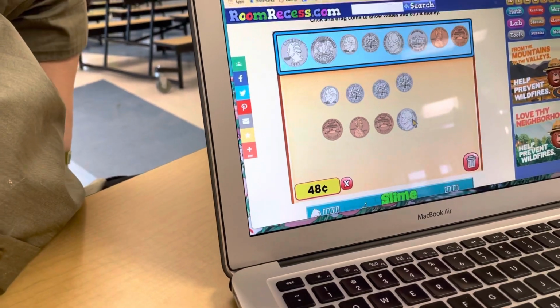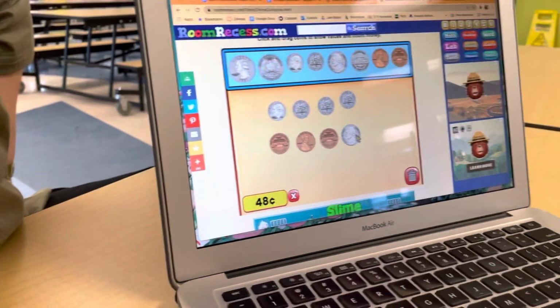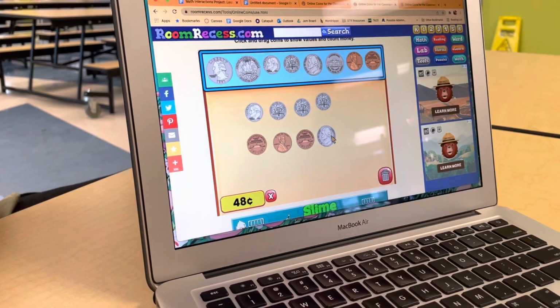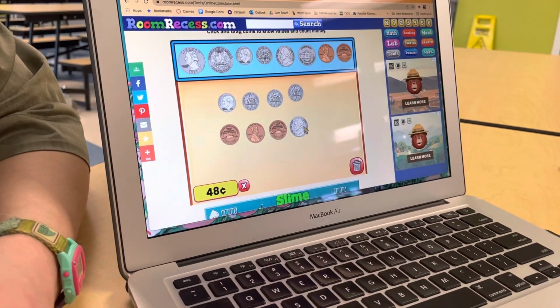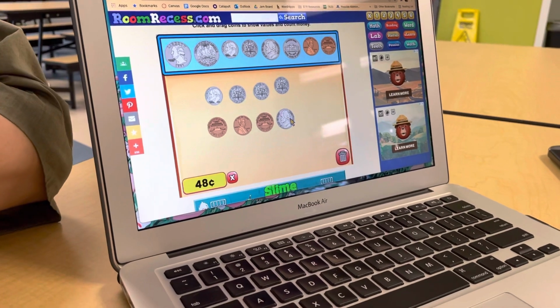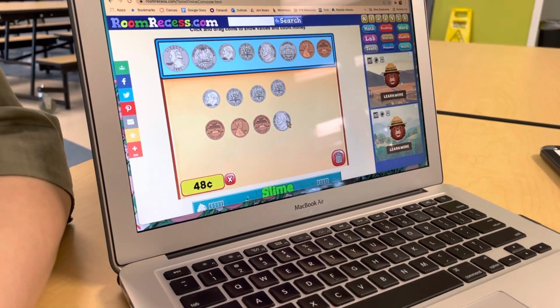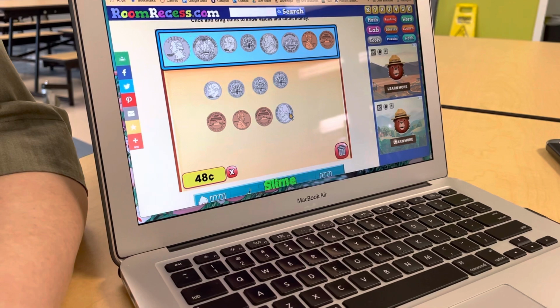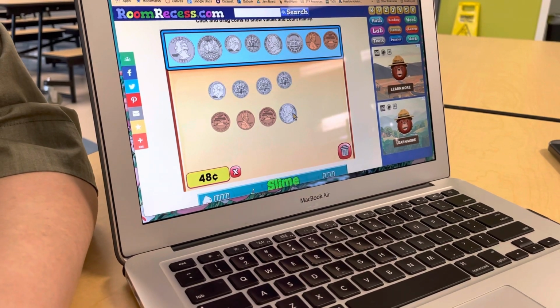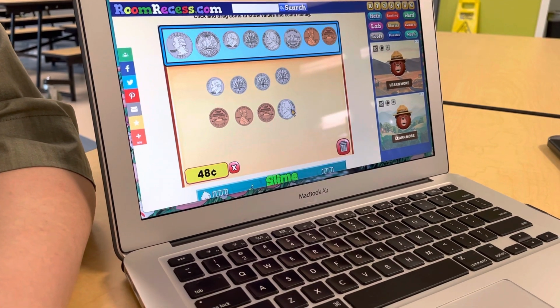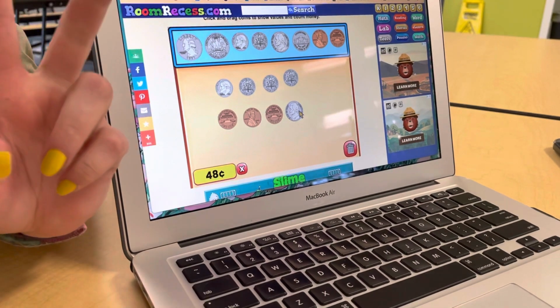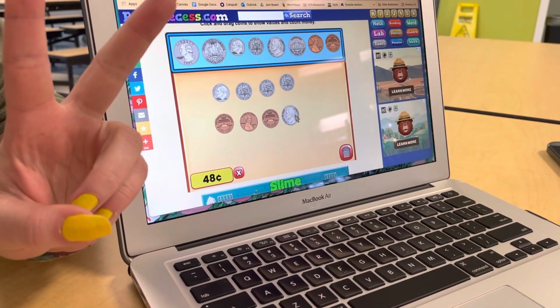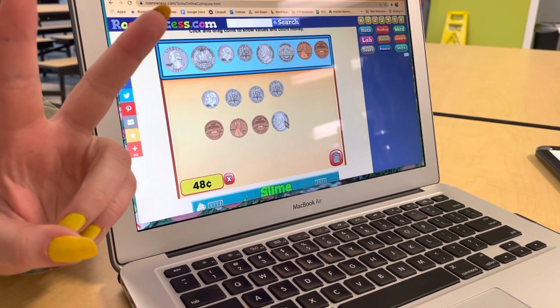So let's start at 46 and then count to 48. Do you want to start at 45? So we have 45 cents, we have 46 cents. So 46, 47, 48. Oh, I know. You know? We need to take away 2. You need to take away 2 what?